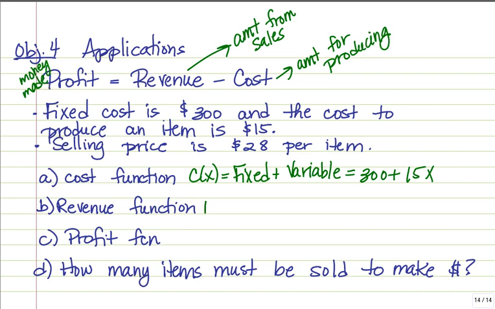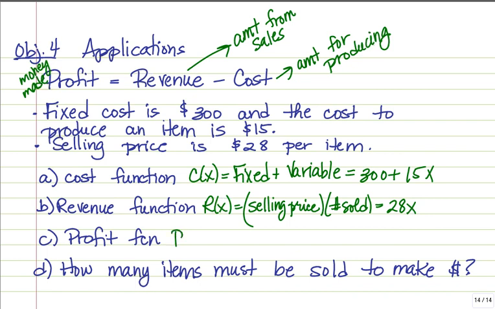Our revenue function is always going to be the amount that you charge per item times the number of items that you sell. So it is the selling price times the number of items sold. Not selling prime, selling price, times the number sold. So in this case, that would be $28 times the number sold, which would be x.